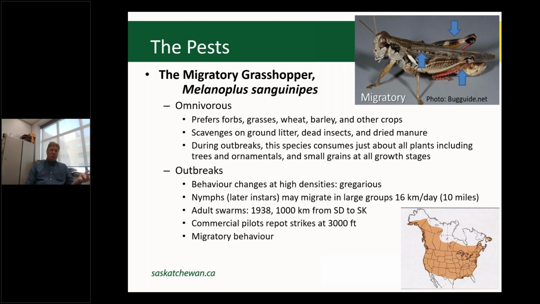In 1938, there was one swarm that was documented moving 1,000 kilometers from South Dakota to Saskatchewan, and once again, commercial pilots reported strikes. The migratory behavior isn't restricted to the adults. Nymphs, especially late instars, so pre-flight, they haven't developed their wings yet, can be moving at 10 miles a day. So they can really get around a lot.